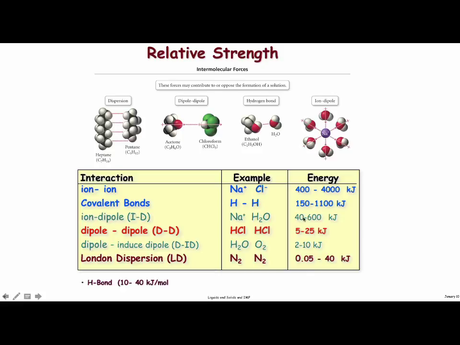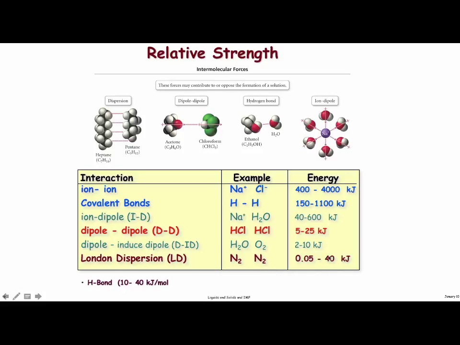Ion-dipole is 40 to 600 kilojoules per mole, depending on the species. Dipole-dipole goes between 5 and 25, so there's some overlap depending on the chemical. Ion-induced dipole is about 2 to 10 kilojoules. London dispersion force is about 0.05 at the lowest, but up to 40 at the highest.